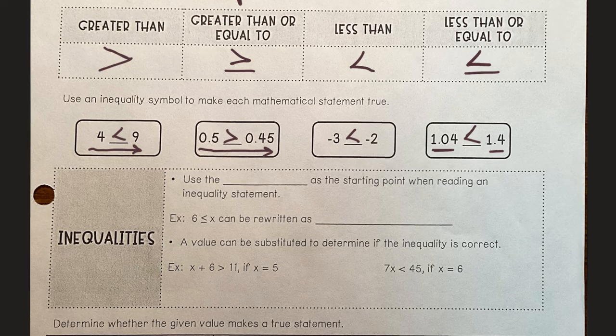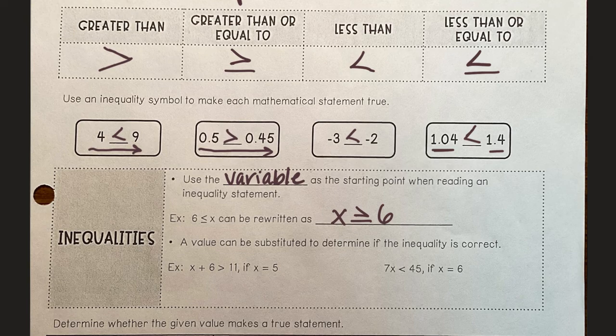At the very top, our first bullet point says use the variable as the starting point when reading an inequality statement. So you always begin with your letter, your variable. So for example, even if it's switched around, like 6 is less than or equal to x, that needs to be rewritten as x is greater than or equal to 6. Okay, the value hasn't changed. The alligator mouth is still eating your variable. It's just swapped so that your variable is on the left side, which is what we always want.